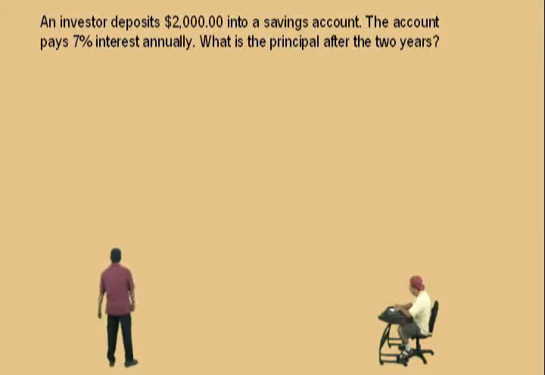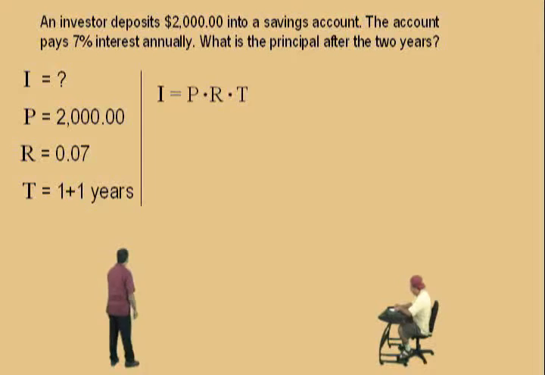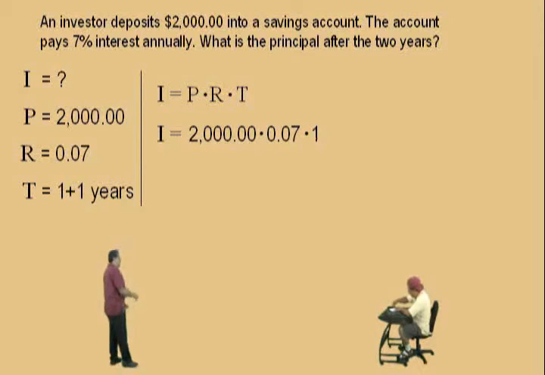Watch, you'll see. We're going to have to figure out what our interest is, right? Our initial principal is $2,000. The rate as a decimal, Charlie, is what? 0.07. That's right. And notice our time is 2 years, but we have 1 plus 1 because we got to do 2 calculations. So here we go for the first year, Charlie. I equals PRT. Our principal for the first year is $2,000. Our rate is 0.07, and the time is 1 year. This is for the first year. So what do you get for that product, Charlie? $140. Very nice. So that $140 is the interest earned after the first year.